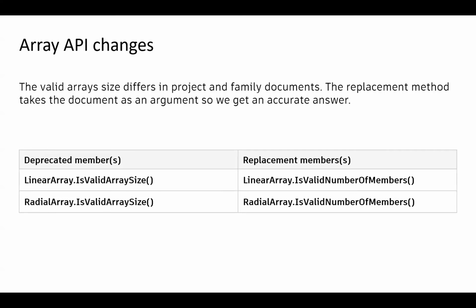We have several changes for the array API. Now we support different sizes of arrays in project and family documents, and therefore the deprecated member IsValidArraySize is now replaced with IsValidNumberOfMembers, and the new methods take a document as an argument to give the right answer, which is different for family documents and project documents.